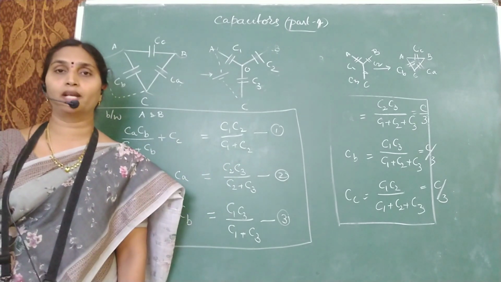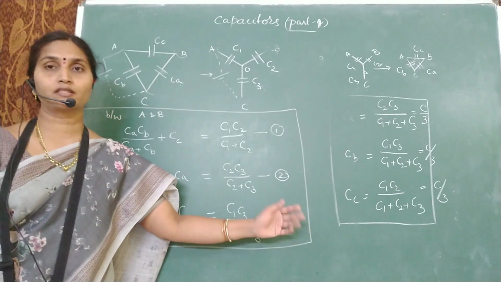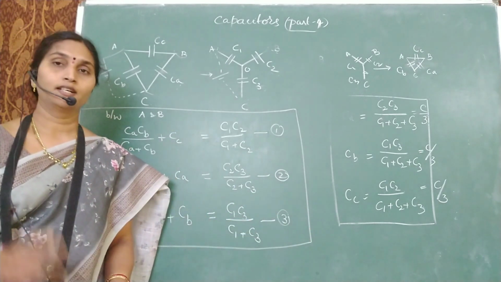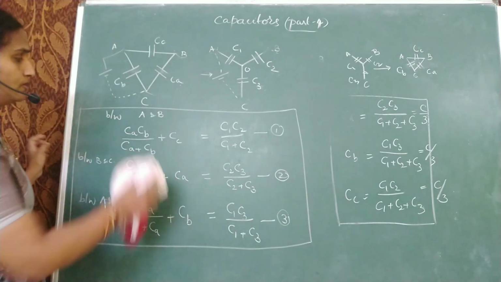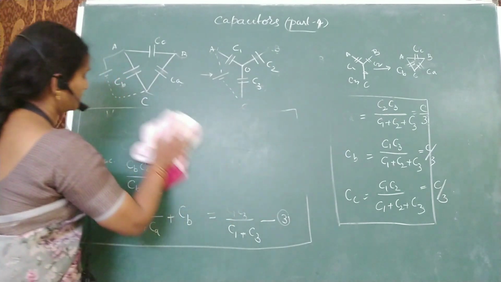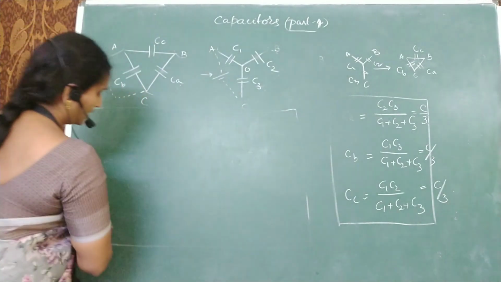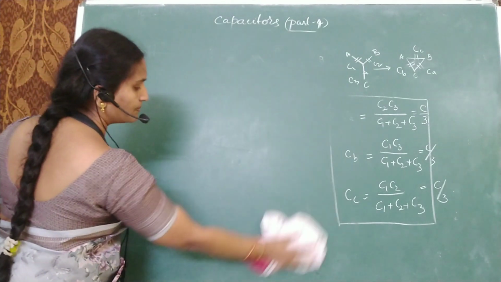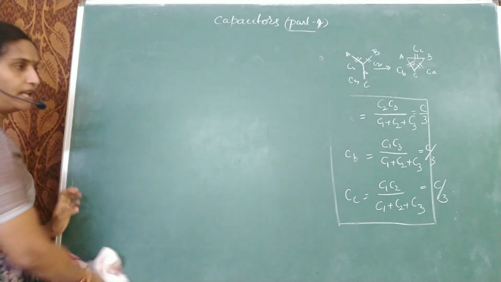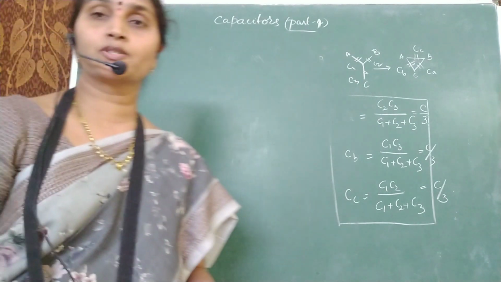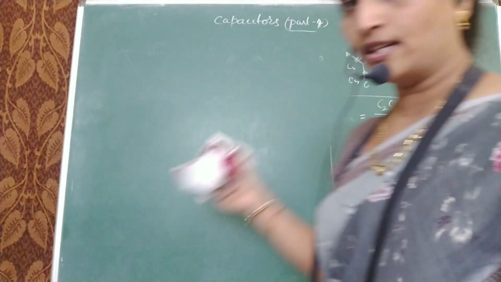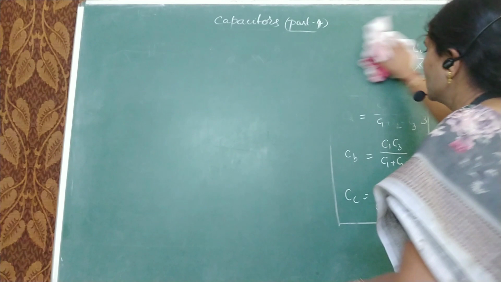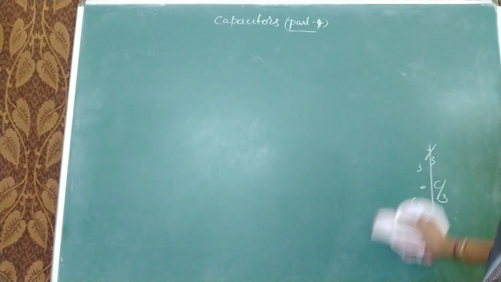Now let's see how to apply it. I told you the formulas, now I have to tell you how to apply. Let's go back to the question I gave you, the unbalanced Wheatstone bridge. If the bridge is balanced, you will remove the central capacitor and simplify. But if it is an unbalanced bridge, I told you we'll be using star delta conversion. Let's see how to use that star delta conversion for an unbalanced bridge.